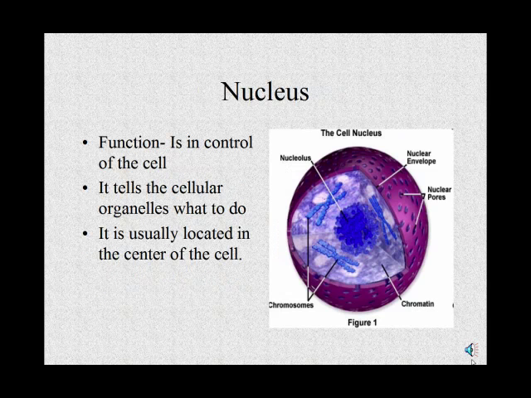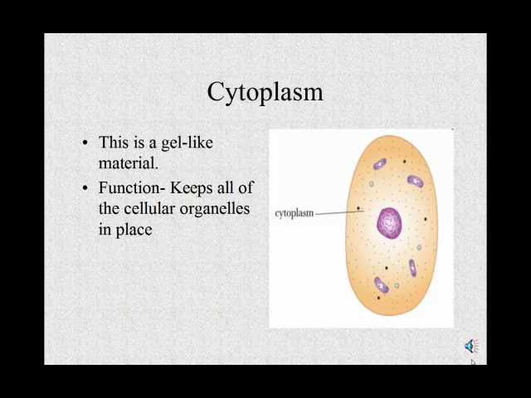The nucleus. The function of the nucleus is that it is in control of the cell. It's kind of like the brain of the body. It tells everything in that cell what to do and how to do it. It's usually located in the center of the cell. The cytoplasm is a gel-like material, and you'll find that wherever there is no organelle inside the cell, and its function is that it keeps all the organelles in place.